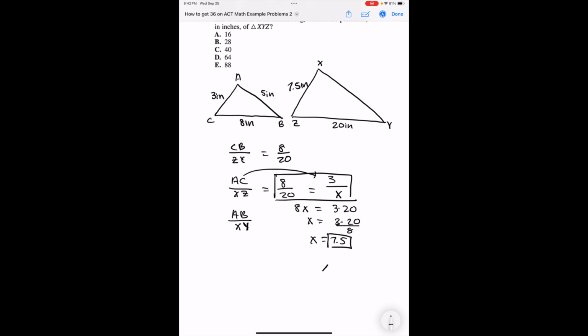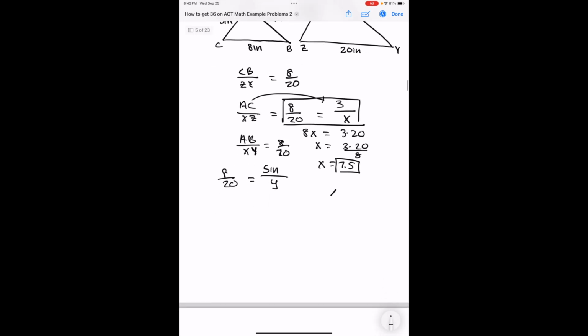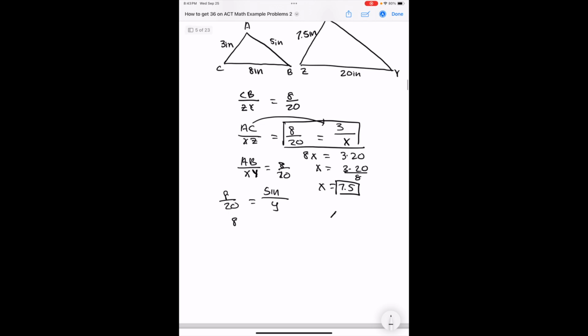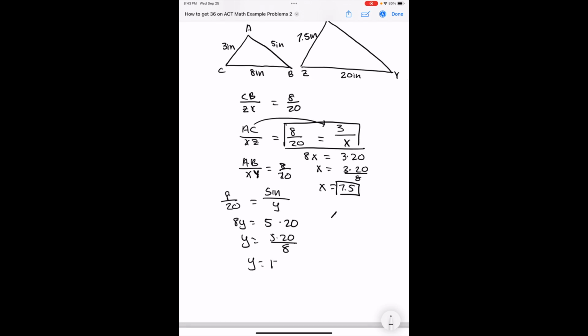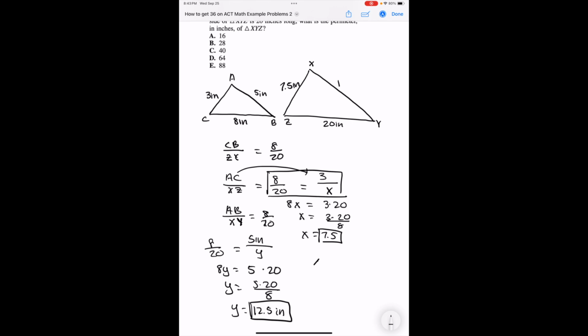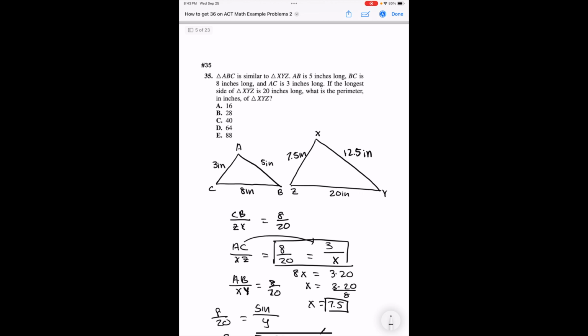And then if AB over XY is also equal to 8 over 20, what is this when AB equals 5 inches? What is XY? So I'm going to put y as a variable, and then cross multiply. 8y is equal to 5 times 20. y is equal to 5 times 20 divided by 8. And that gives you 12.5 inches. So XY is 12.5 inches. So the perimeter of triangle XYZ will be 7.5 plus 12.5 plus 20, which gives us 40 inches. And then that would be answer C.